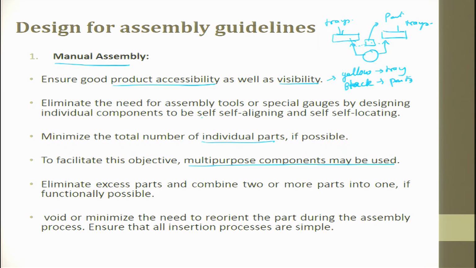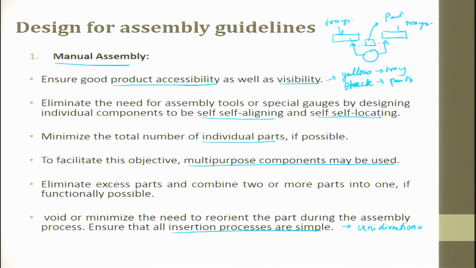So, here in the second part we were talking about self-aligning and self-locating and individual parts. Here they have said that individual parts make a sub-assembly, and sub-assemblies make an assembly. Avoid or minimize the number of times you reorient the parts during the assembly process. Ensure that all the insertion processes are simple and unidirectional.